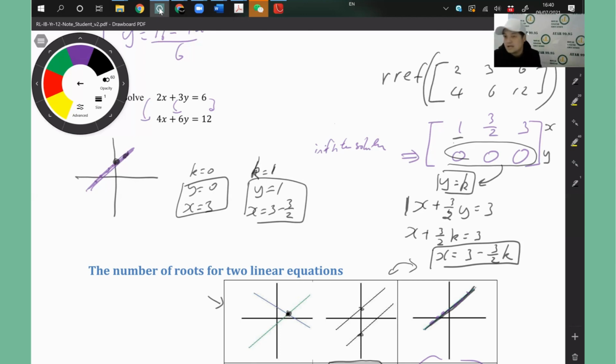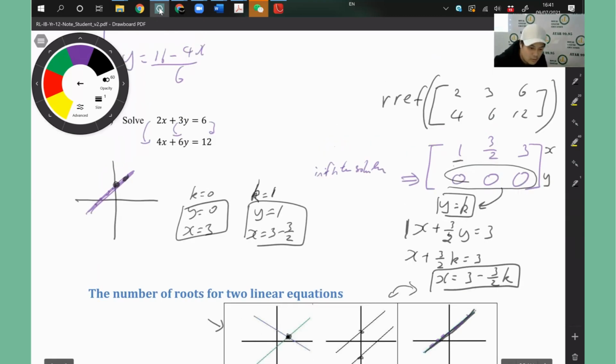Does it make sense? Yeah, because they have infinite solutions. So double REF can solve it, but once you got something weird, what does it mean? Okay, write it down. Once you write it down, can you do question 5 for me, please?